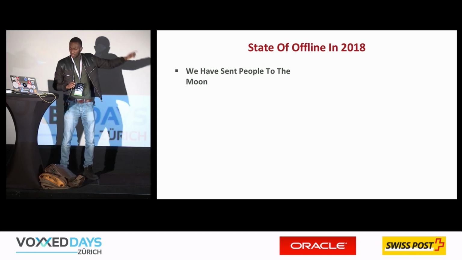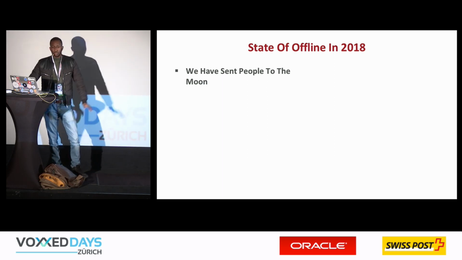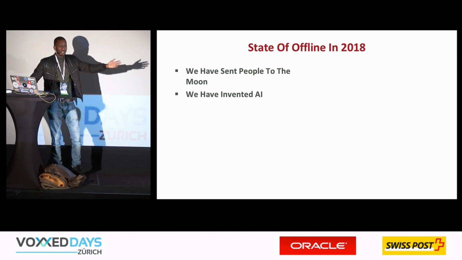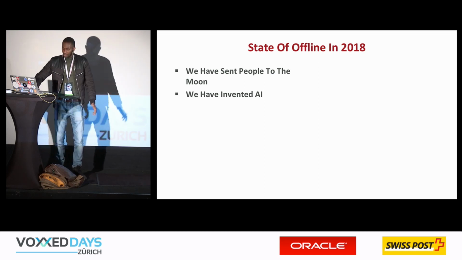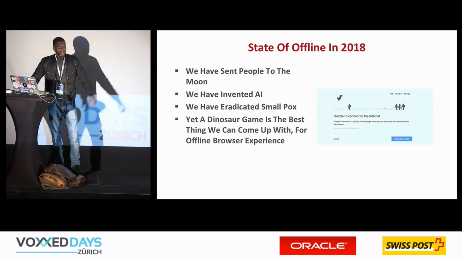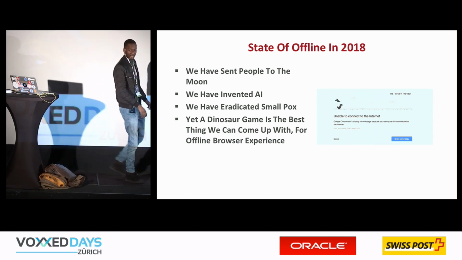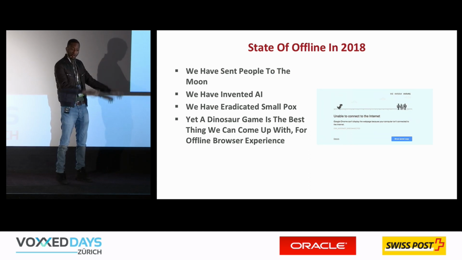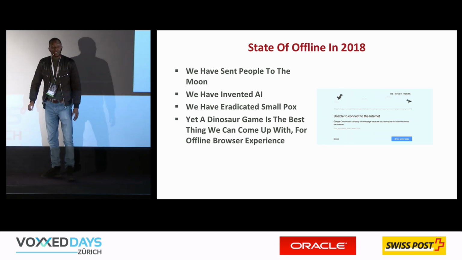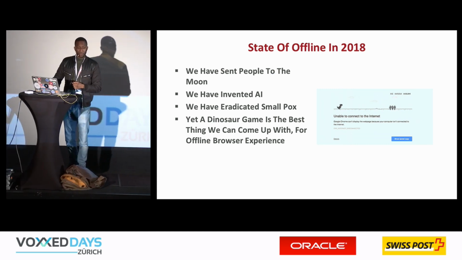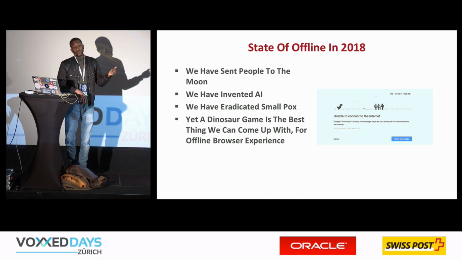This is the state of offline in 2018. We have sent people to the moon. We have invented artificial intelligence. In fact, there is an artificial intelligence that even knows how to beat the champions at a game. We have eradicated smallpox from the surface of the earth. Yet, this is the best thing you can see when you go offline: a game. I am not joking. A dinosaur game. How ironic. And for those people that might not know, when you go offline on Chrome and you press your spacebar, you can play a game.